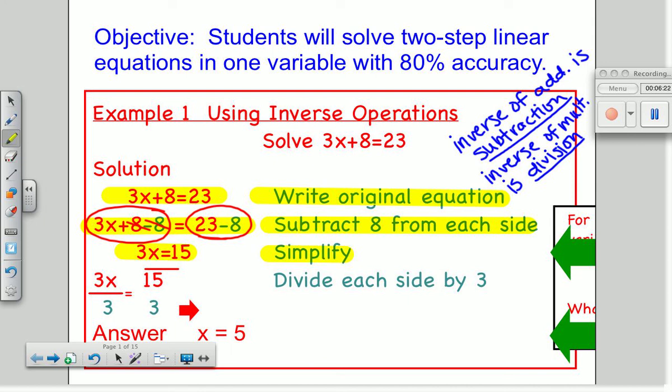I divide both sides by, hold on a second. There we go. Sorry about that. I don't know how that got like that.